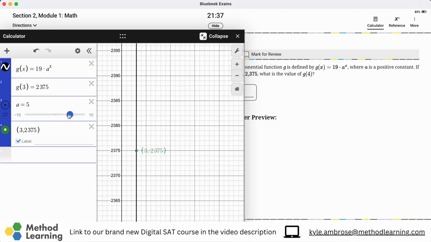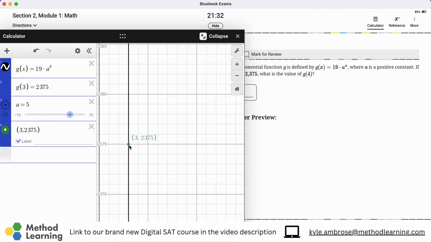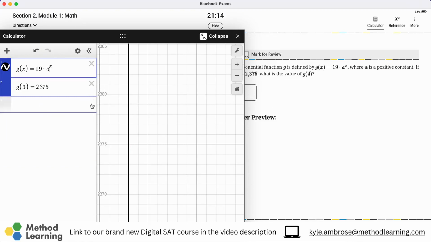And notice that when a is 5, it goes straight through that green point that we know it should. So that tells us, after all that work, that a has to be 5, okay? So I'm going to go back to the function and replace a with 5. Now I need to figure out what g of 4 is. We know g of 3 is 2375. We don't need that anymore, so I'm going to get rid of all this stuff.